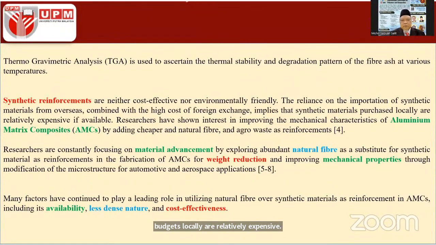Researchers have shown interest in improving the mechanical characteristics of aluminium matrix composite, AMC, by adding cheaper natural fiber and agro waste as reinforcement. Researchers are constantly focusing on material advancement by exploring abundant natural fiber as a substitute for synthetic material as reinforcement in the fabrication of aluminium matrix composite, for weight reduction and improving mechanical properties through modification of the microstructure for automotive and aerospace application. Many factors have continued to play a leading role in utilizing natural fiber over synthetic material as reinforcement in AMC, including its availability, less dense nature, and cost effectiveness.